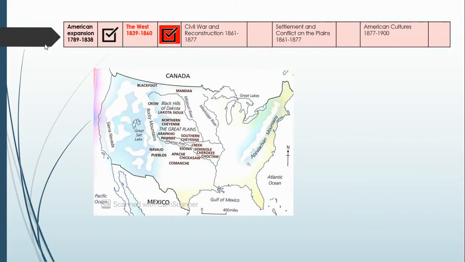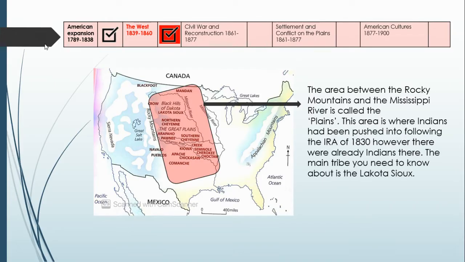We're going to start off by making sure that everybody knows what the plains actually are, or where the plains are. So if you have a look on the screen, you'll see that there's an area of the map which is highlighted in a pinky colour. This is the area that was known as the plains. So it's the area between the Rocky Mountains and the Mississippi River, and it is the area where Indians had been pushed into following the Indian Removal Act of 1830.